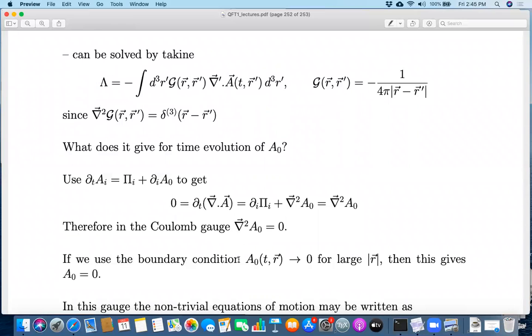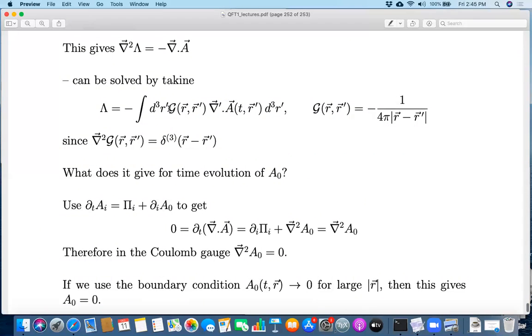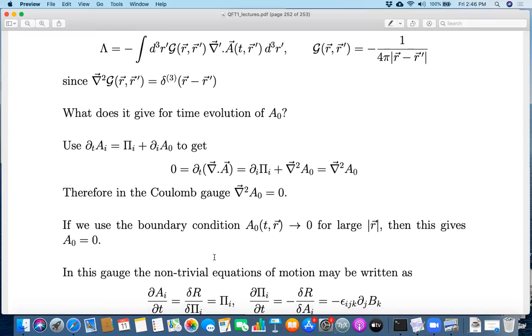Now if we use the boundary condition that A0 falls off to 0 at large r, then that gives a solution A0 equal to 0. Again, by the same thing, instead of lambda, now you have A0 on this side and 0 on the other side. So the solution is given like this, and if the source is 0, you get A0 is 0. So in the Coulomb gauge, A0 is 0 at all times.